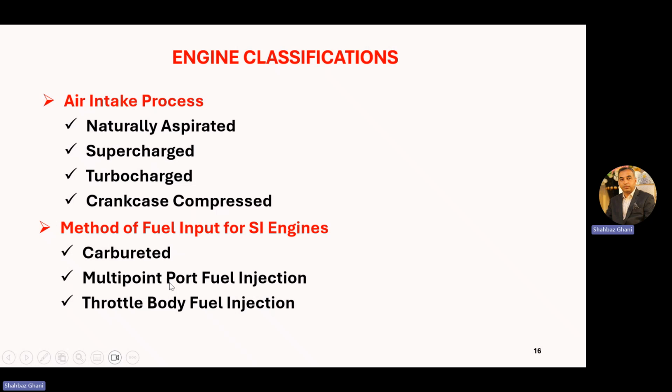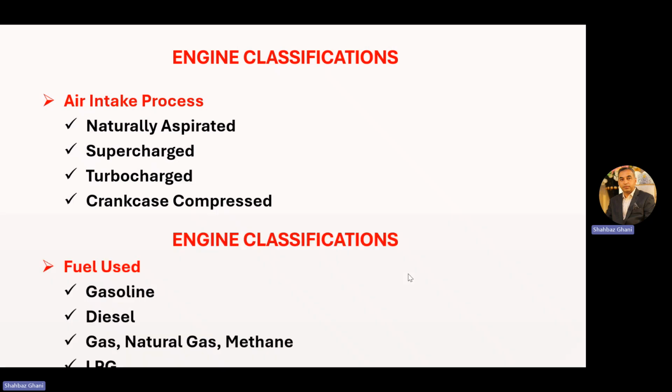In multi-point fuel port injection, we will study all these in chapter 5. Multi-point fuel port injection is where you inject fuel at the intake manifold, before the cylinder, at different locations. Okay, so this is multi-point. Then throttle body fuel injection, in which we inject the fuel with the help of the throttle body.